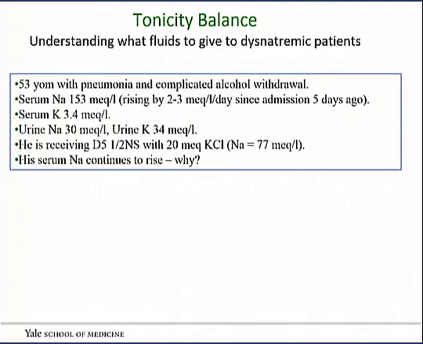He's receiving D5 half with 20 of K that has a tonicity of 77. So 77 of sodium plus K, another 20, so that's 97. And his serum sodium continues to rise. And people always say, I'm giving something that only has a sodium of 77. Why is the sodium going up? This is hypotonic. So understanding tonicity balance is important to answer that question.